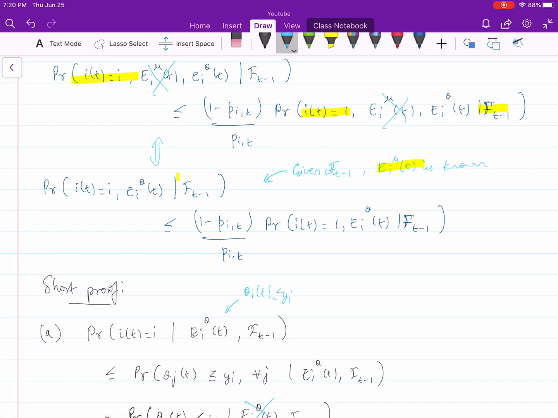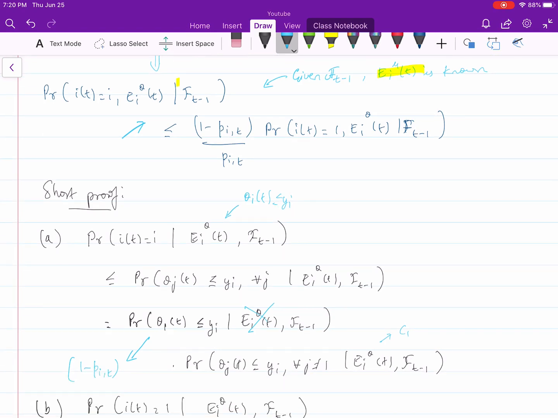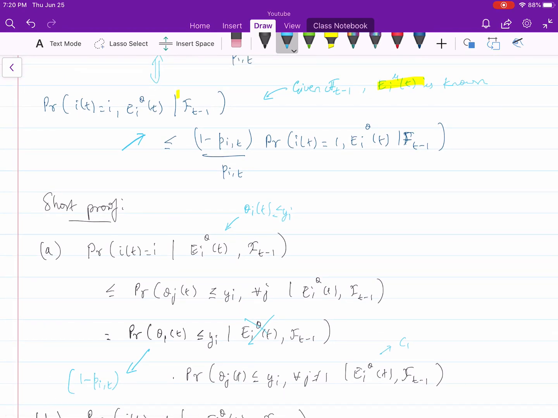So now we'll just prove this part. A short proof for this is: firstly, we can just write P of A B given C as P of A given C times P of B given A C. So we are just considering this part here, because this is the same on both the RHS and LHS. This gets cancelled.